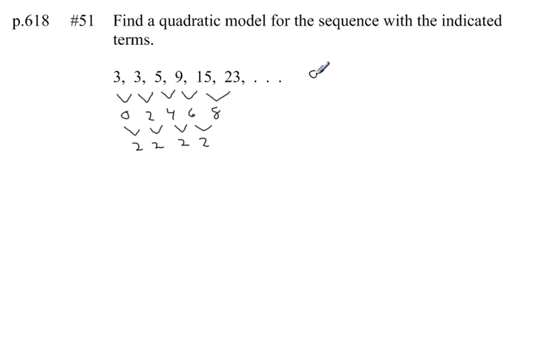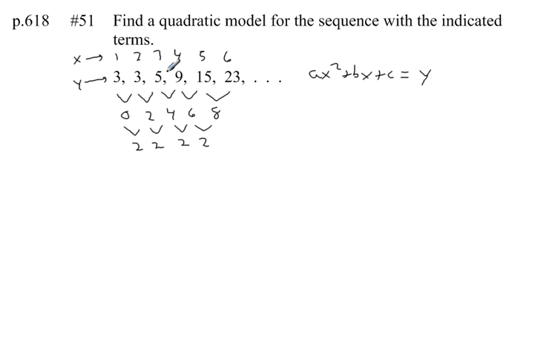Here's what our model is going to look like: ax squared plus bx plus c is equal to y. And we want to find a quadratic model for this sequence. This is like saying that the first term is equal to 3, the second term is equal to 3, the third is equal to 5, and the fourth, fifth, and sixth terms are equal to the corresponding values. I can think of the term number as my x value and the value of the term as my y value.